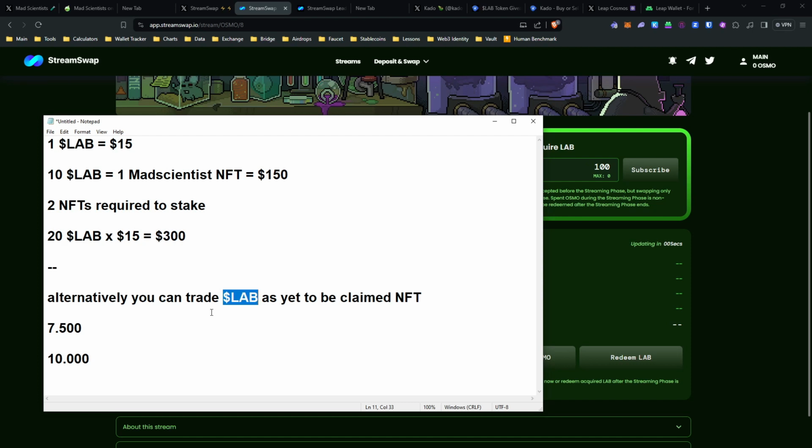Because every 10 lab tokens is one NFT, right? This does not change. So you can also just decide to keep your tokens and then speculate that people will just give it more and more value. Maybe if all the common NFTs are minted and a bunch of rare ones haven't been minted yet, that could push the price up, who knows.